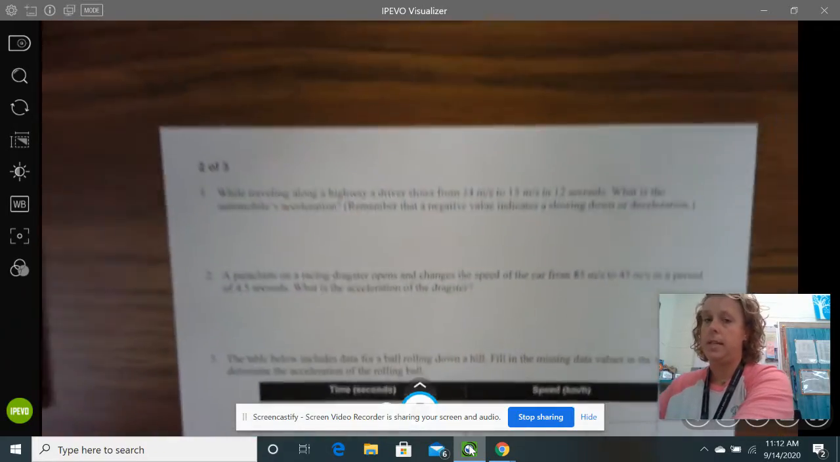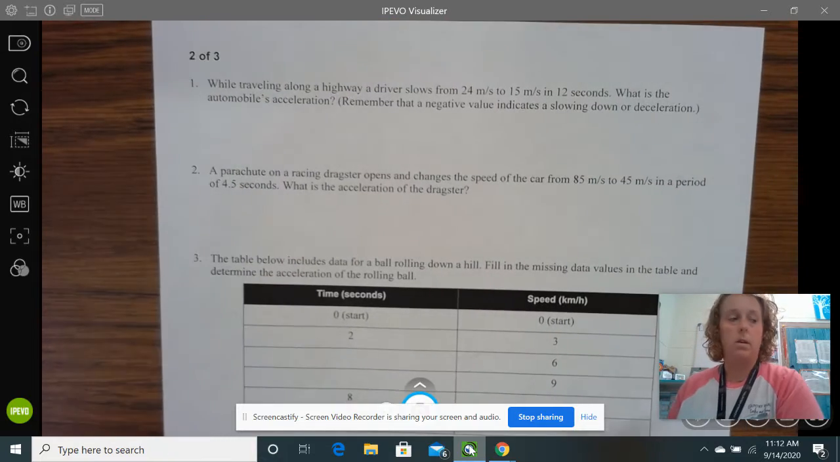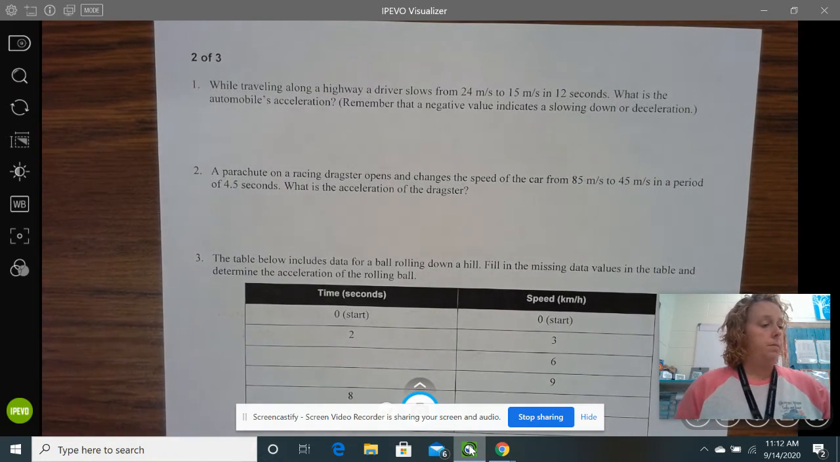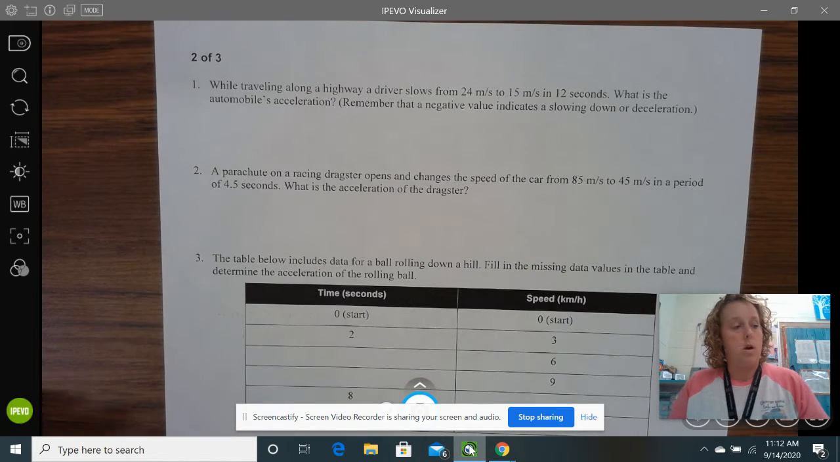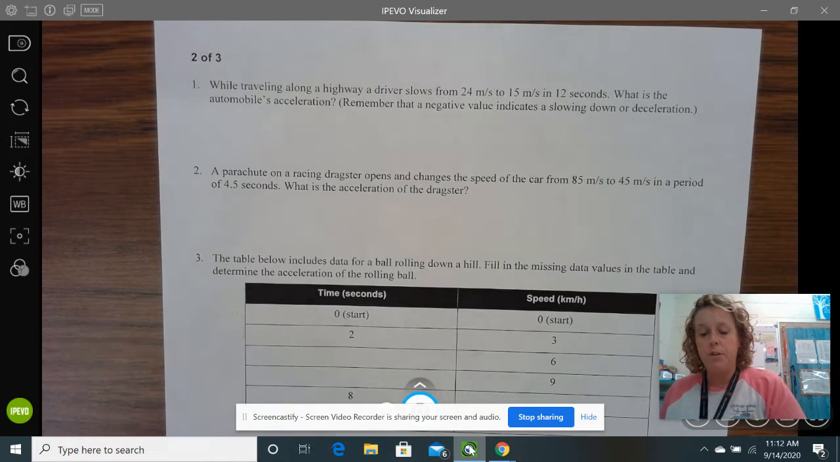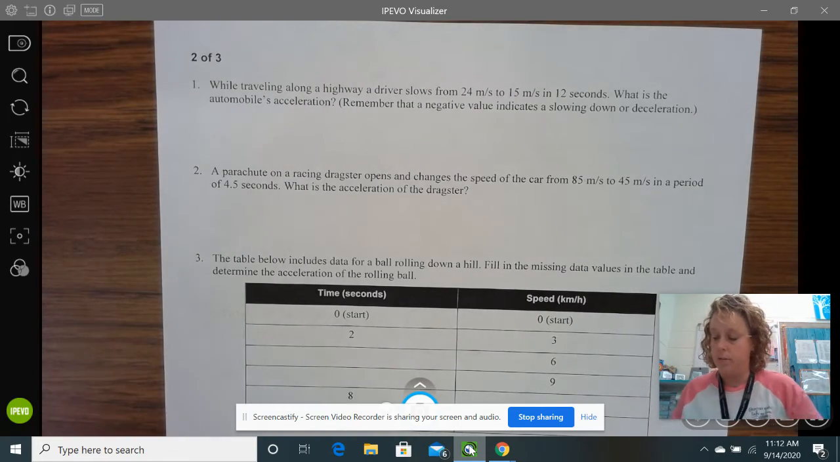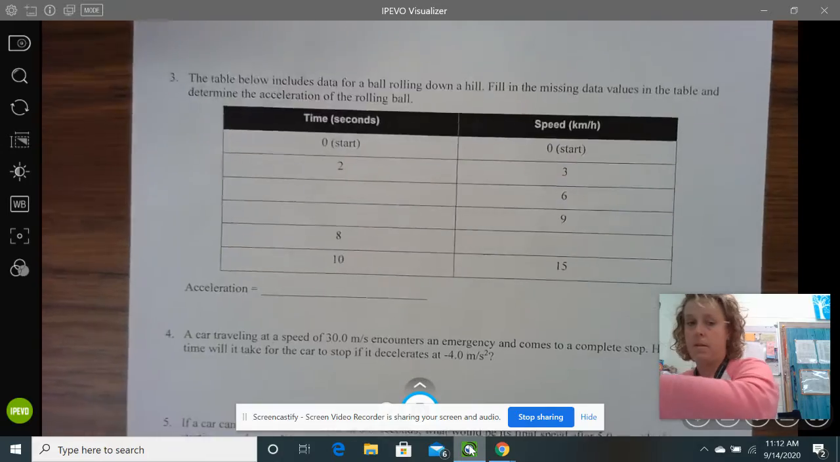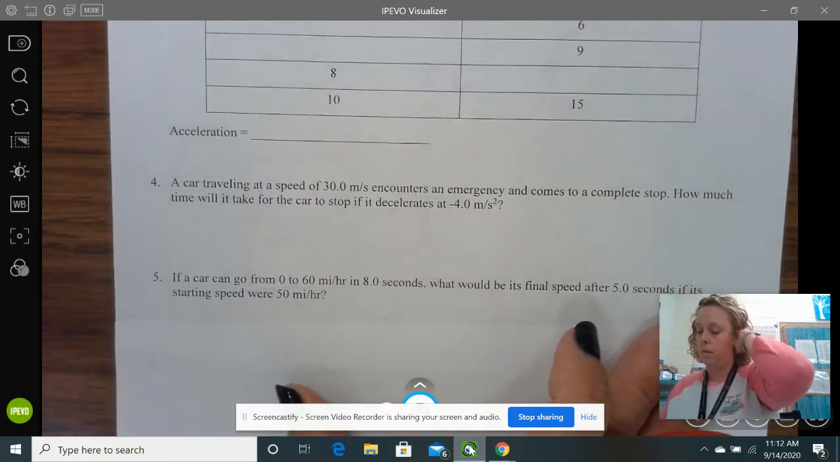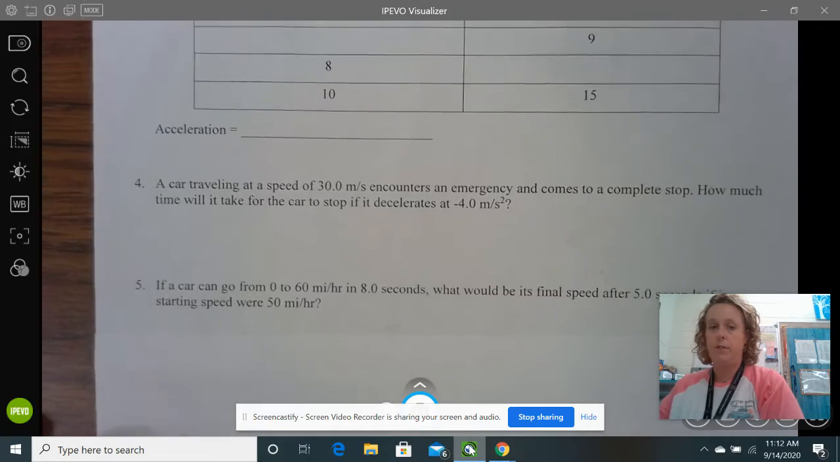So let's flip over and look right here. Let me get my camera fixed again. While traveling along a highway, a driver slows from 24 meters per second to 15 meters per second in 12 seconds. What is the automobile's acceleration? This is another example of finding acceleration, so we will skip that one. I'm sorry, I should not have done it. Let's go on down to number 4. We're going to look at how to find time.